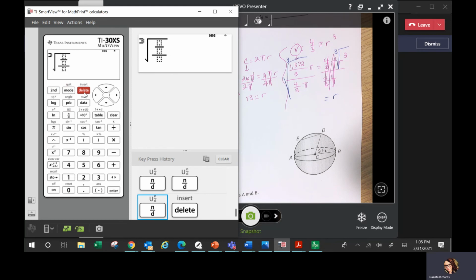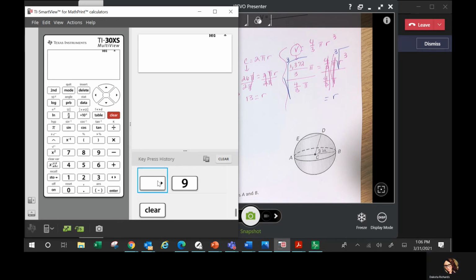Okay, delete. That works. So we have 1,372 divided by 3 times pi. And I hit the wrong button again.